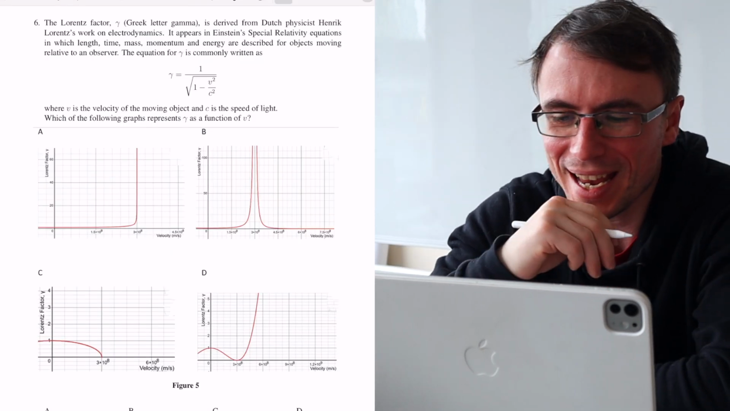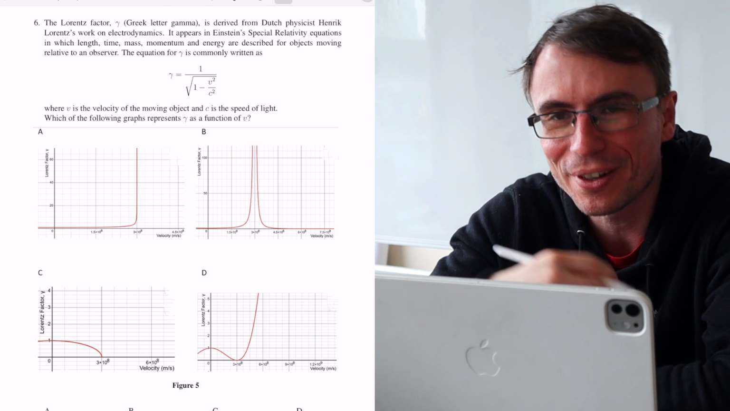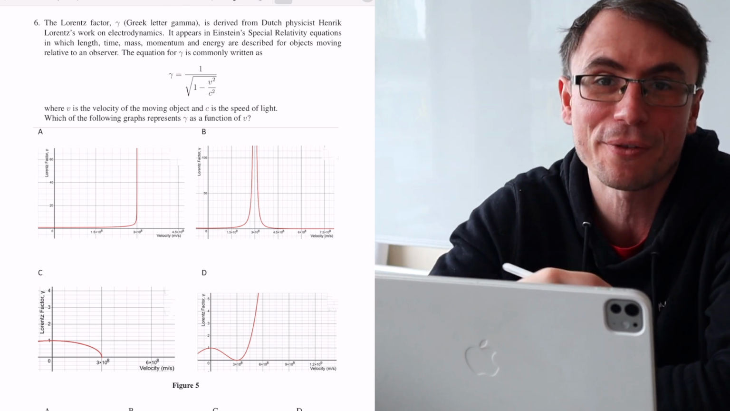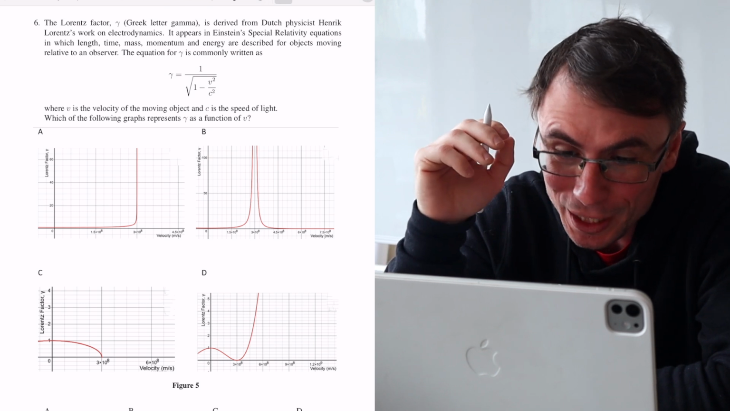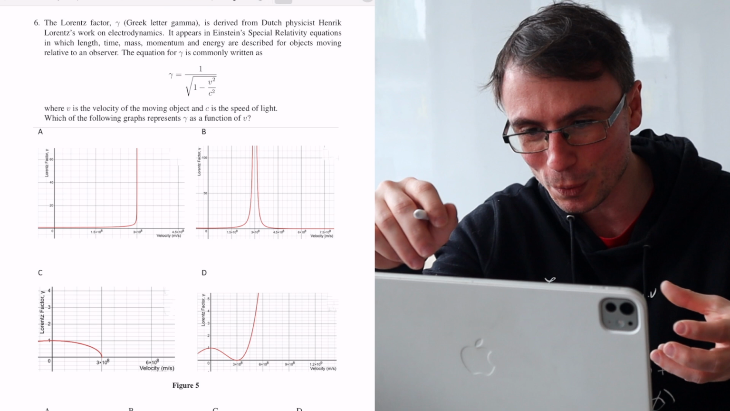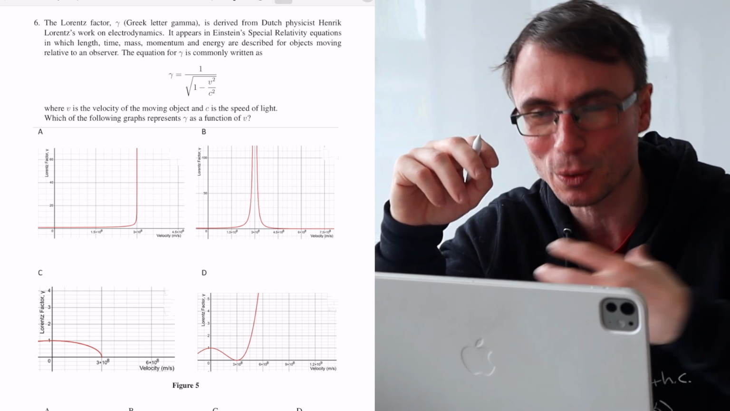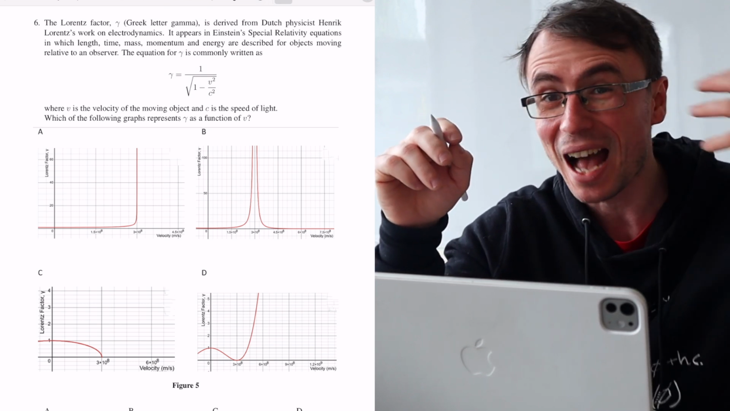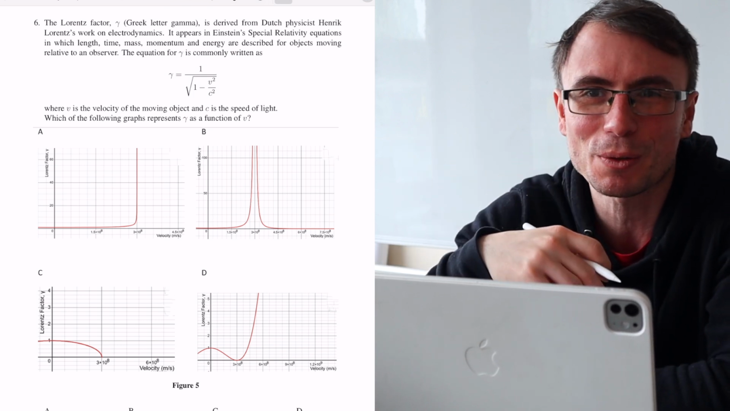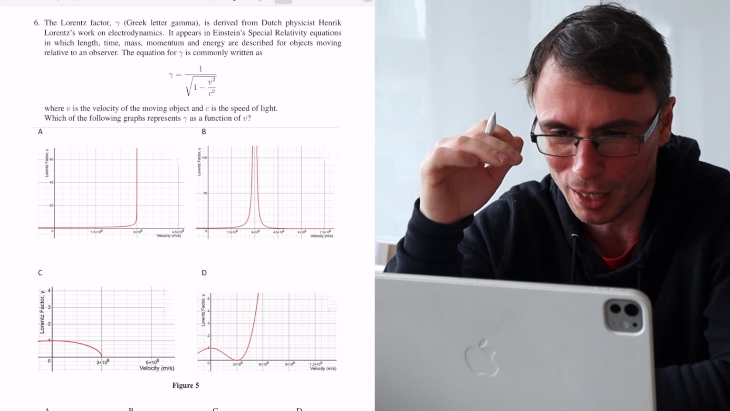Question number 6 is about one of my favorite things ever, and that is Einstein's theory of relativity. It's about the gamma factor in particular. We need to sketch this famous piece of mathematics that describes how there's a cosmic limit to the speed that we can reach in the universe. I have a really long video on Einstein's theory of relativity. I'll link that in the description if you want to learn beyond this question.